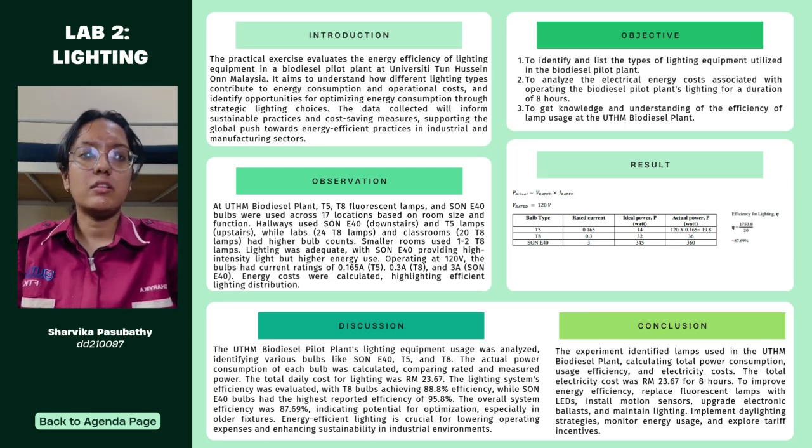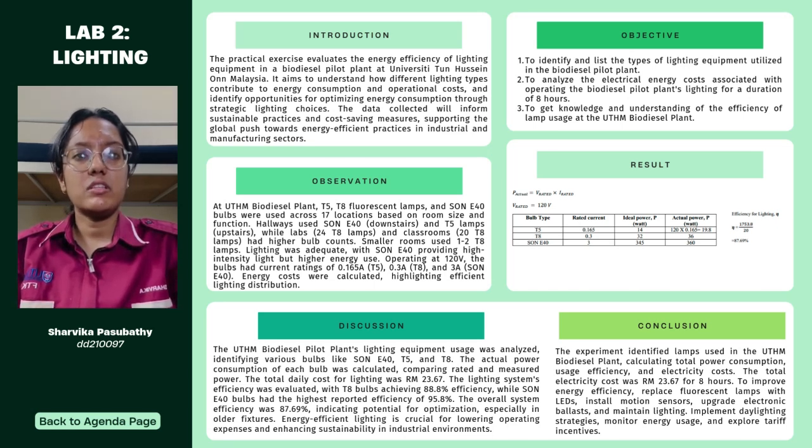As a result, the total daily cost for lighting was RM23.67. The lighting system efficiency was evaluated with 18 bulbs achieving 88% efficiency, while the SON E40 bulb had the highest reported efficiency of 95%. The overall system efficiency was 87%, indicating potential for optimization, especially in older fixtures.